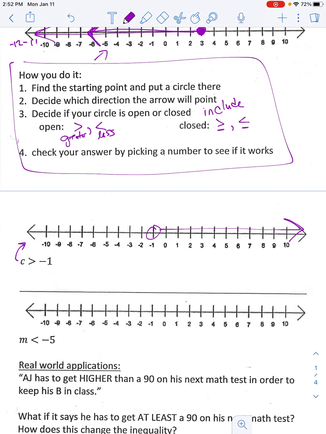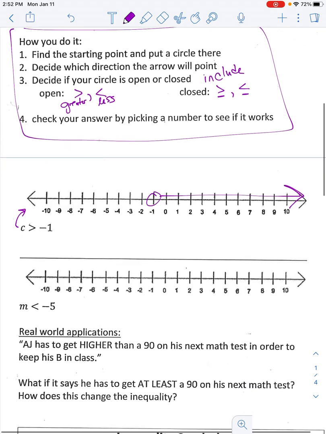Okay. And then check. If I put in 4 for c, 4 is greater than negative 1. It makes sense. So I know I have my arrow going the correct way, and it's an open circle because c can't be negative 1.